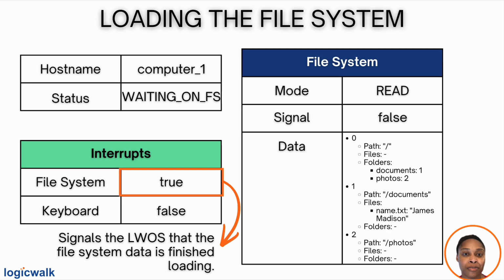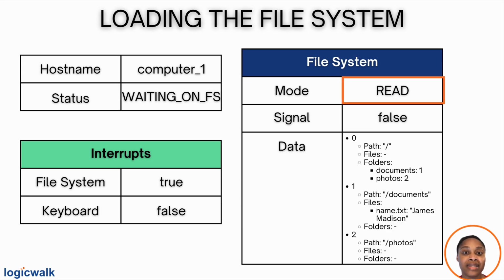In the file system, the mode remains on read and the data field now contains the folders that were read from the hard drive. The LWOS can now resume execution and begin searching for the requested file or folder inside the file system data field. In this example, we see two folders inside of the root: Documents and Photos. In the Documents folder, there is a text file called Name containing James Madison, and the Photos folder is empty.